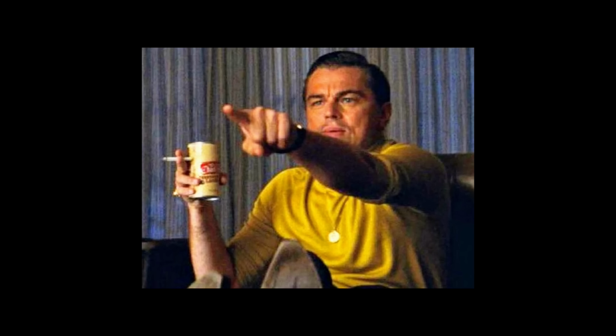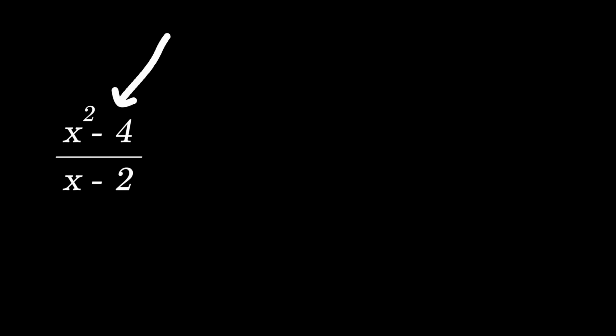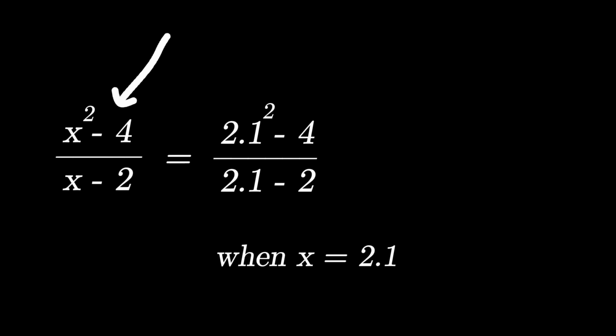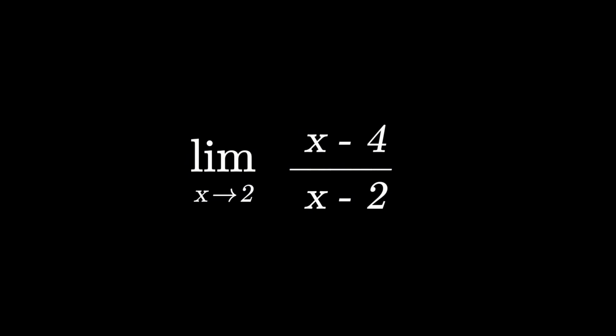What we do instead is find out what it does as it approaches 2, aka the limit. In this case, we can plug in a number that is just over 2, which gives us 4.1, and to prove we're right, we use a limit, which gives us the number 4.